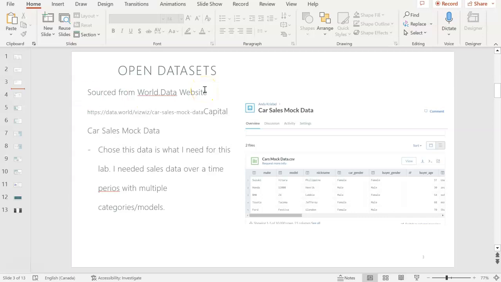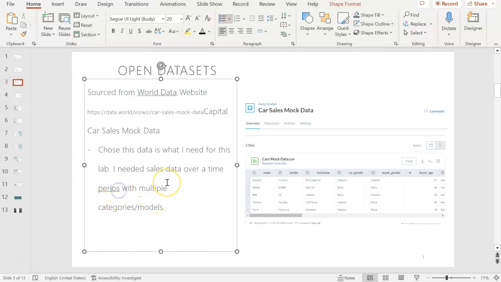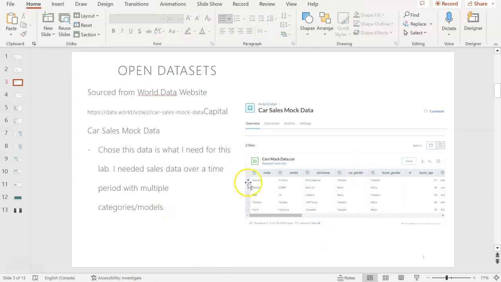So I once again went to the World Data website to get some mock data. I found a car sales mock data set that I used. I needed sales data over a time period with multiple categories and models. For example, this one had a lot of different makes of cars, so I could actually select a specific car make from the data set.